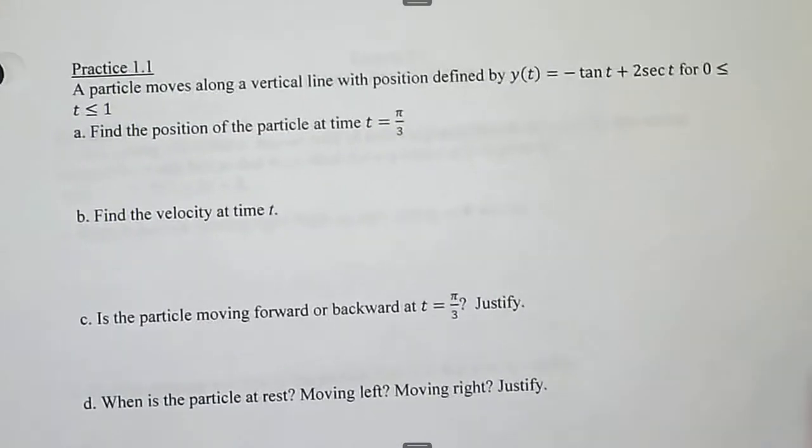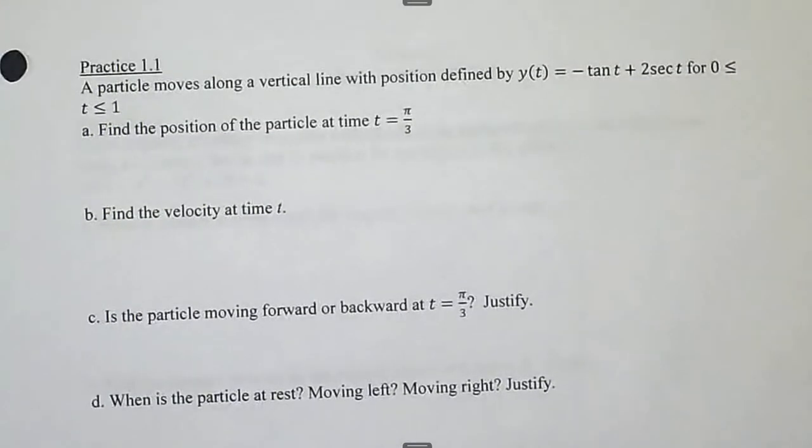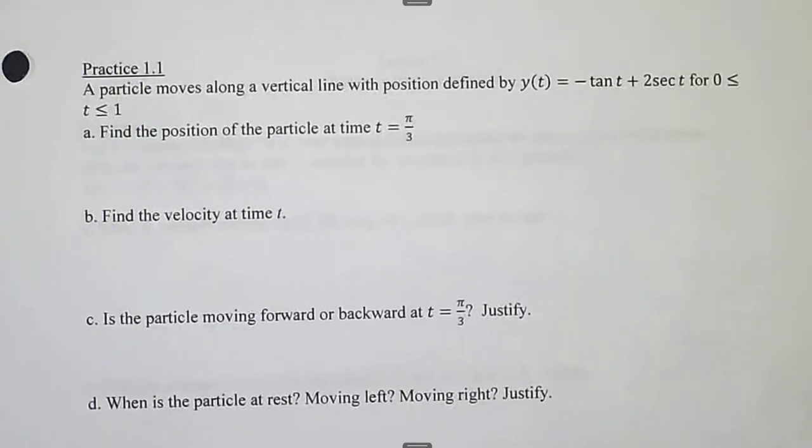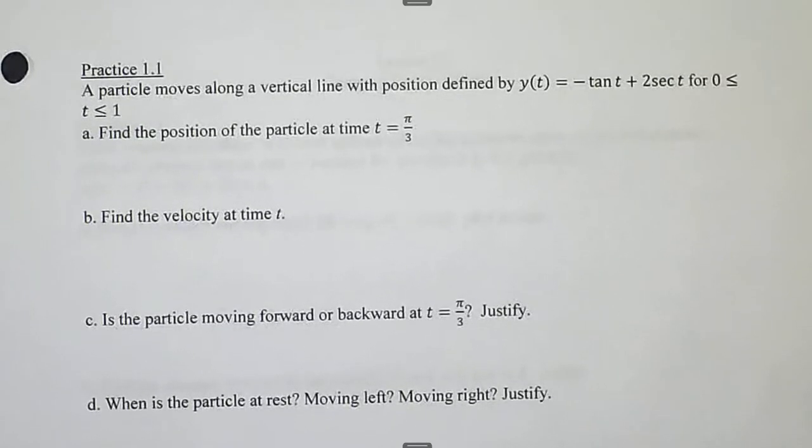All right, let's go over question 1.1. A particle moves along a vertical line with a position defined by y of t is equal to negative tangent t plus 2 secant t for 0 less than or equal to t less than or equal to 1. Find the position of the particle at time t equals pi over 3.